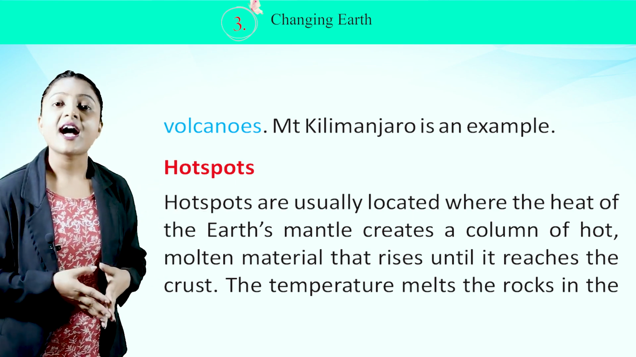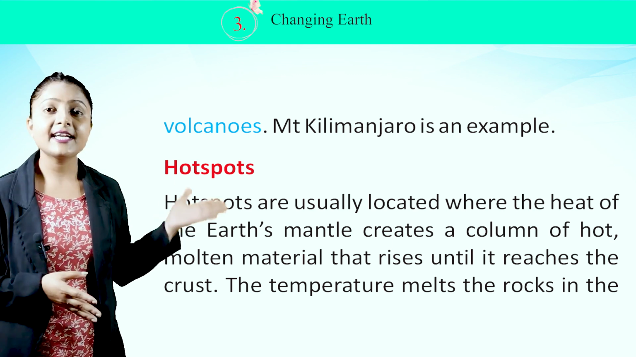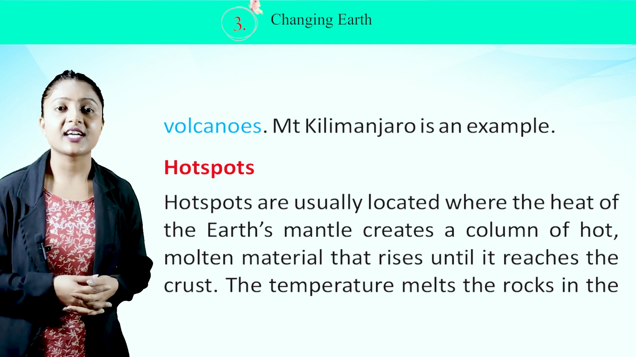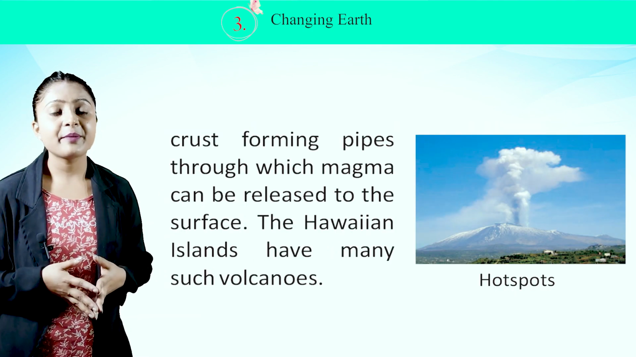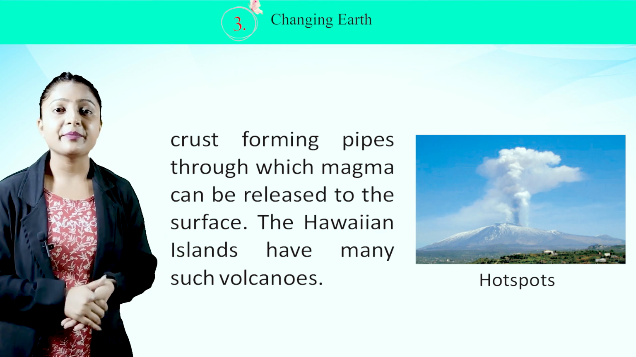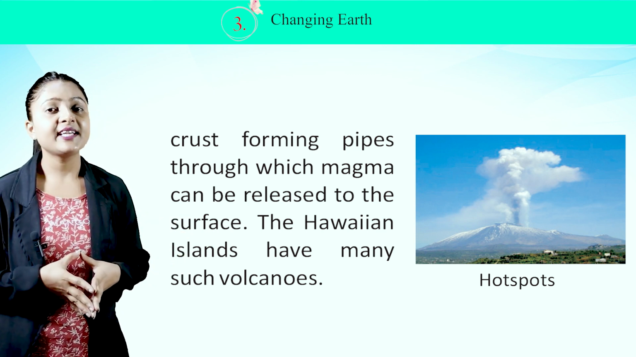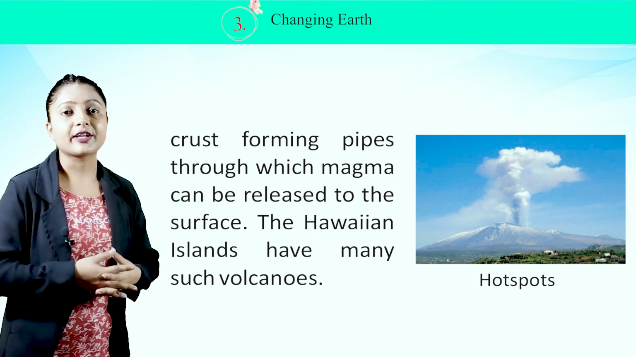Hotspots. Hotspots are usually located where the heat of the Earth's mantle creates a column of hot molten material that rises until it reaches the crust. The temperature melts the rocks in the crust, forming pipes through which magma can be released to the surface. The Hawaii Islands have many such volcanoes. This is an example of a hotspot volcano.